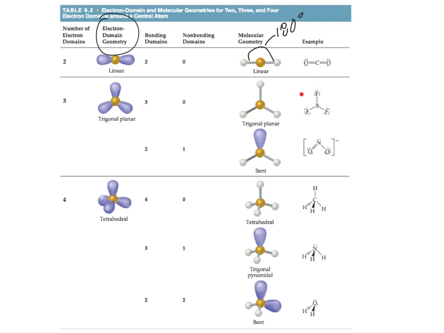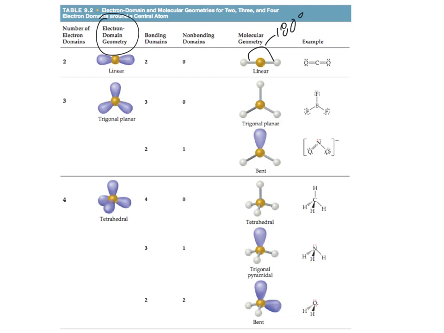BF3, we draw the Lewis dot structure. Boron has 1, 2, 3 electron domains surrounding it. So the electron domain geometry is going to be trigonal planar. The reason it's trigonal planar is because you have this triangle shape and all of the atoms are in the same plane. So all of these atoms, when we're looking at them, can be looked at as being in the plane of the board.